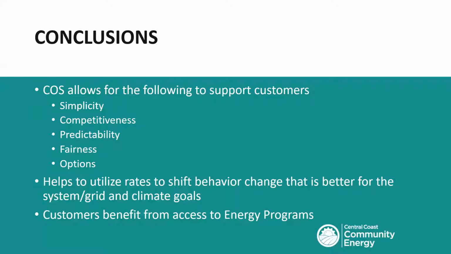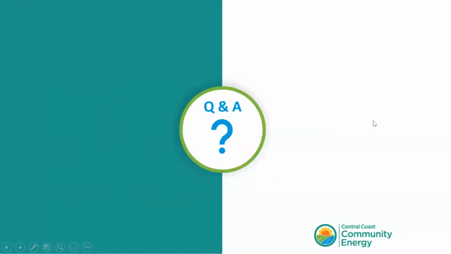Part of this design is also designed to help utilize rates to shift some of the behavior change. It's better for the system, it's better for the grid, and of course, climate goals. And I know some of that came up in conversations about load and solar and how each company or industry may be using power. And then, as Scott mentioned, all customers continue to have benefit from access to energy programs. If you have not had a chance to visit the program's webpage recently, I definitely encourage you to do so, because we have more and more coming out every day.